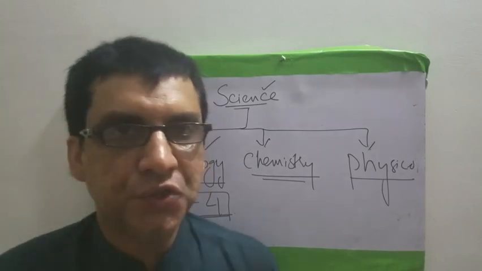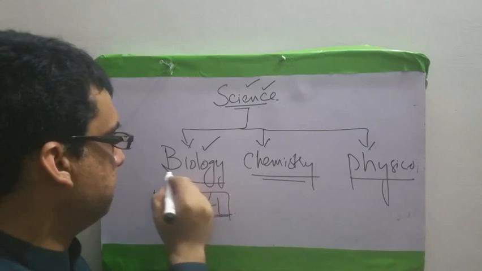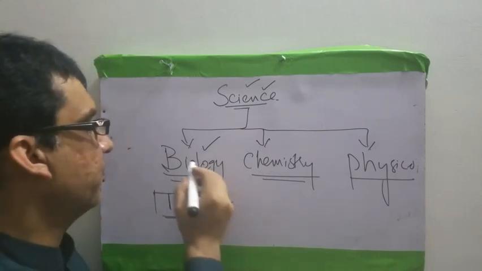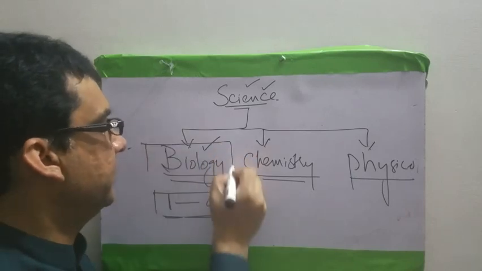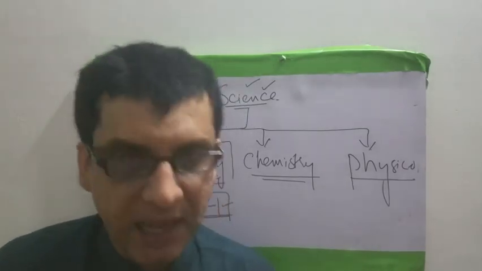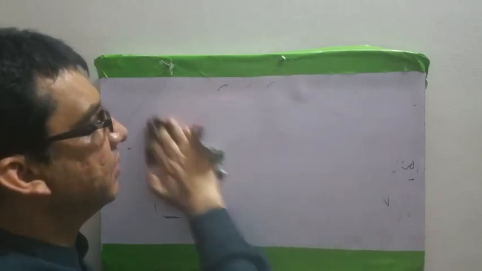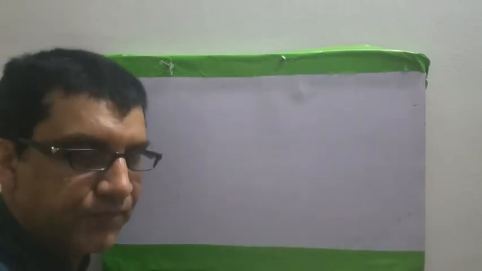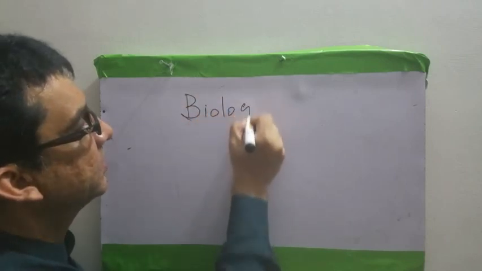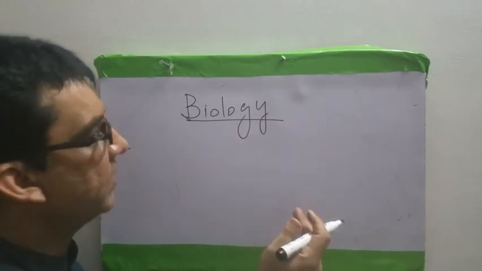So I will teach you online this biology portion of the general science book, that is from unit 1 to unit 4. But first of all, I will tell you a little bit about biology. What is biology? Biology is a branch of science that deals with the study of life.